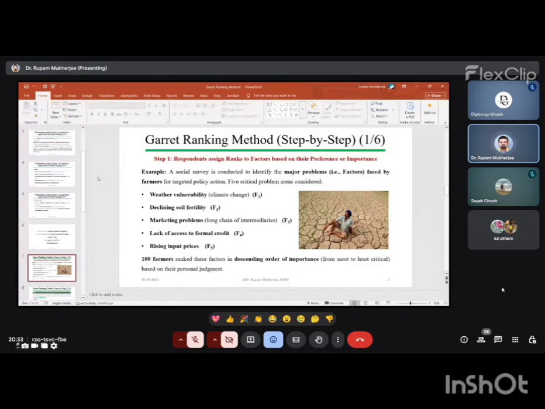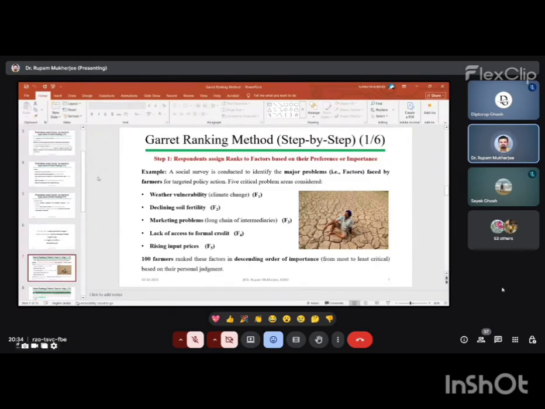So I have given them 5 important problems. Just look at the slide. What are the problems I have mentioned? The first one is the weather vulnerability due to climate change, and I am marking it as F1. You all know that weather is a very important factor in farm production, because it is a direct input applied in production, and if there is a crop failure, that plays with the fortune of the farmers. So that's why weather vulnerability is the first problem.